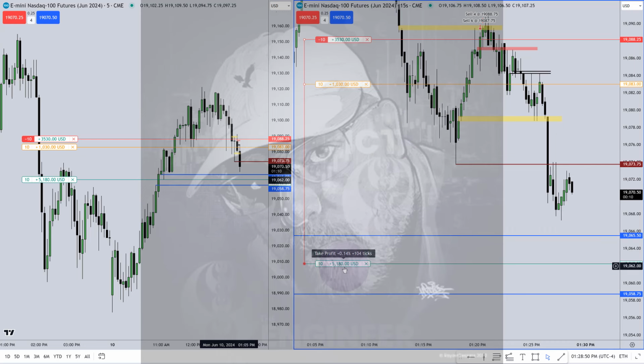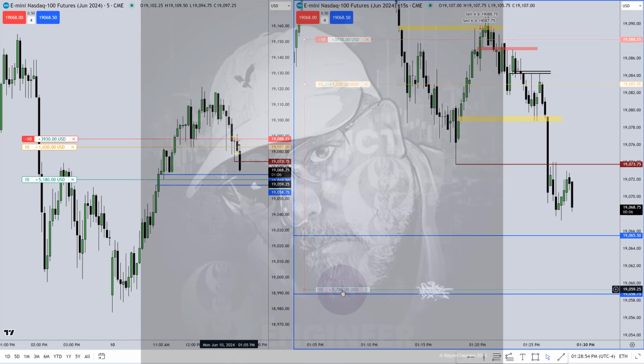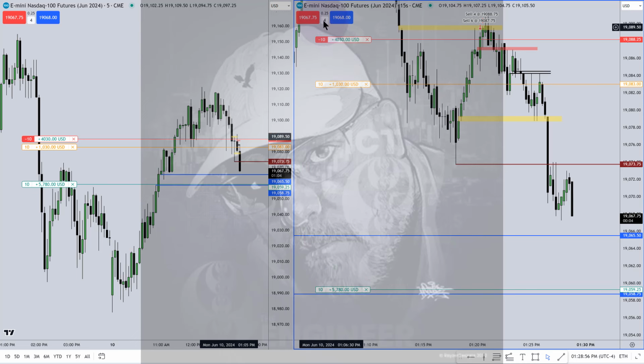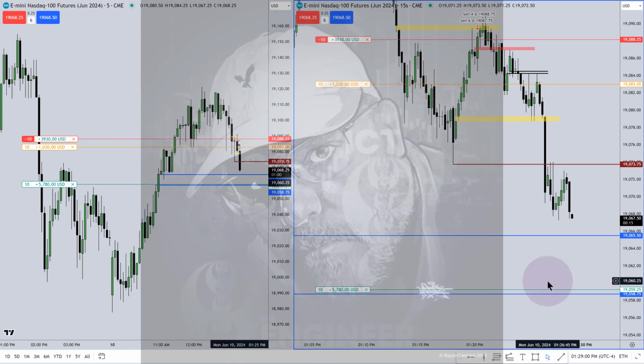I'm going to look for a best case scenario filling there, but I'm going to take off 6 if we print below 62. So I'm trying to finesse the exit.